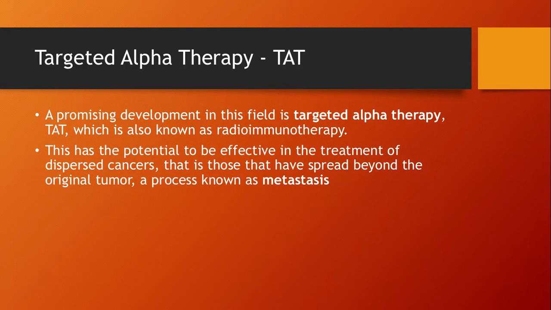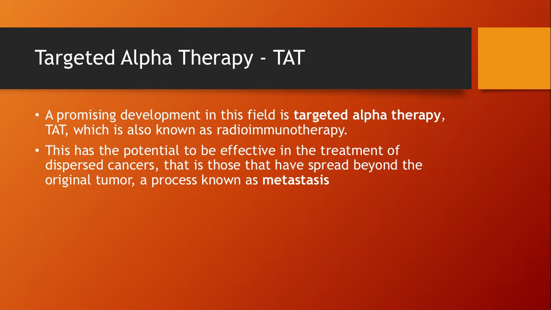So now let's talk about a new technique called targeted alpha therapy, known as TAT for short. A promising development in this field is targeted alpha therapy, which is also known as radioimmunotherapy. This has the potential to be effective in the treatment of dispersed cancers, that is, those that have spread beyond the original tumor, a process known as metastasis.